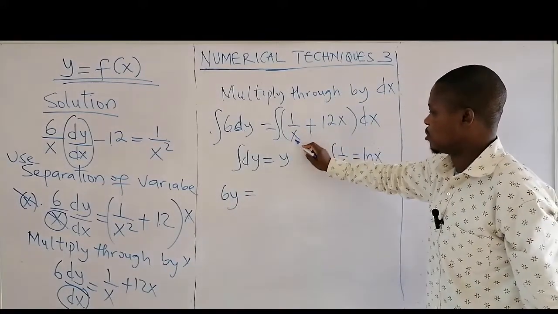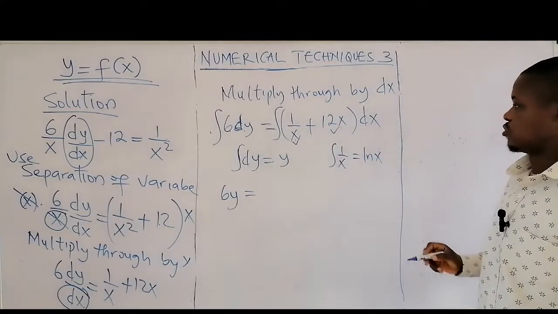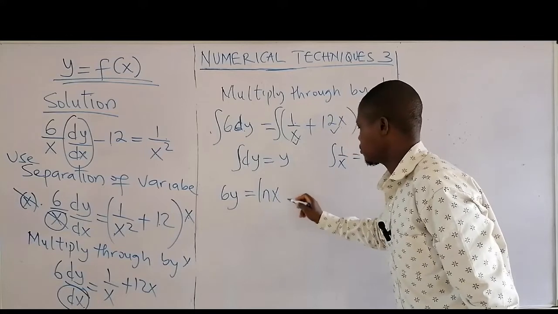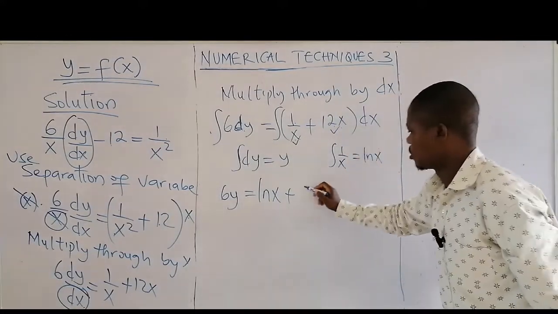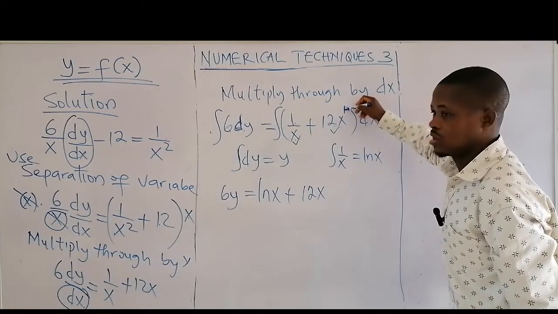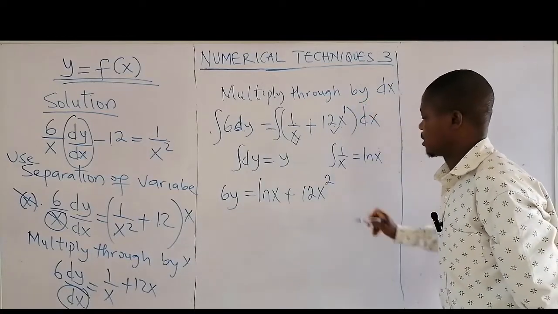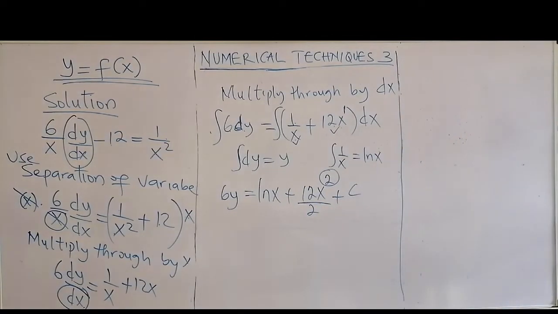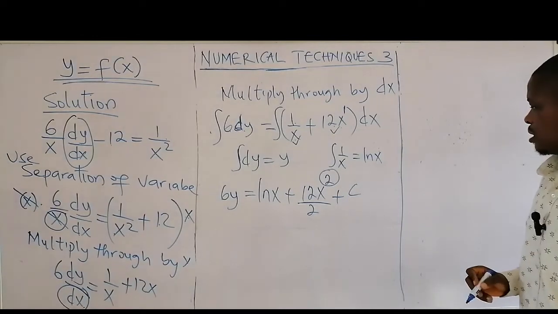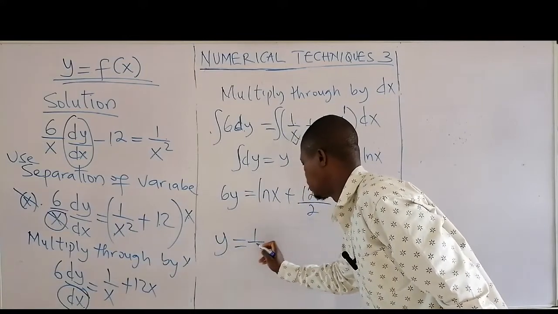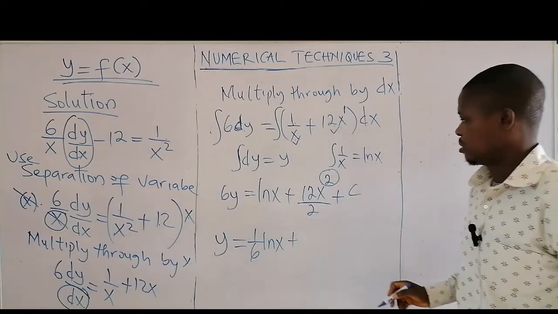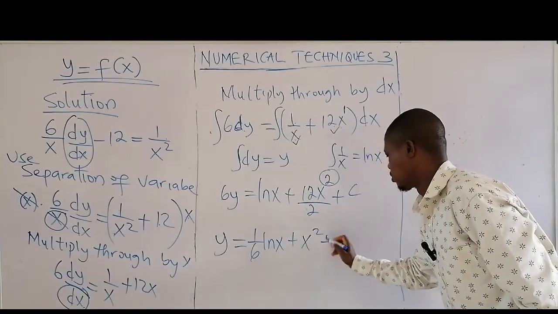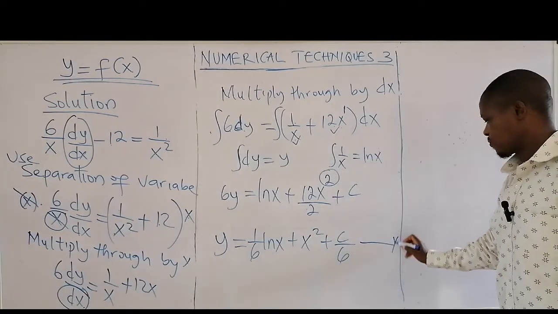This is integral of sum of functions. We have this function and we have this function, which will be the integral of each of those functions. So integral of 1 over x will be ln x plus integral of 12x. That will be 12x. This one is having 1 as exponent, so plus 1, that's 2, over 2, then plus c. Then, can we make y the subject? Y is equal to 1 over 6 ln x plus. The moment you divide by 6, this one here will become 12, so 12 over 12 cancels out. Then you have plus x squared plus c over 6. So that's the solution.